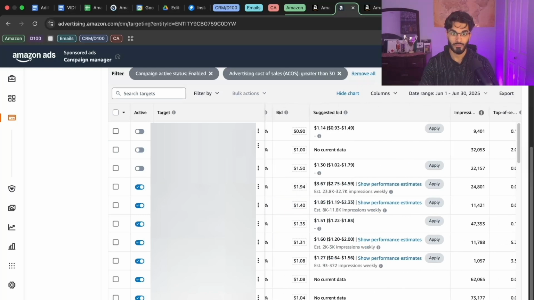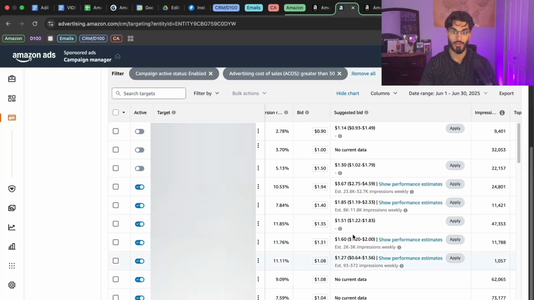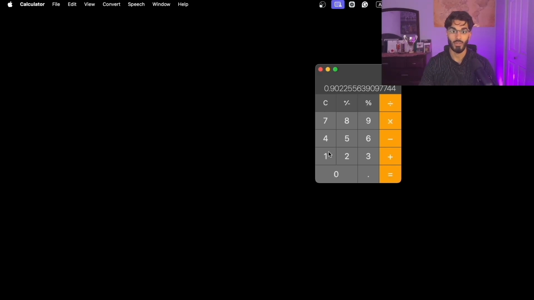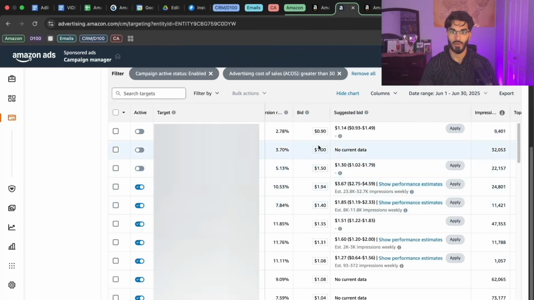So for this one, I'd have a look at our bid, which is at $1. Apply the same thing, the same coefficient. So our coefficient was 1.33. So I'm gonna do $1 divided by 1.33. 75 cents. So I'm gonna reduce that bid to 75 cents. And I'm gonna do this for all of our campaigns that are just not converting well. Because if we spend more or spend the current amount, it does not matter if we reduce it.